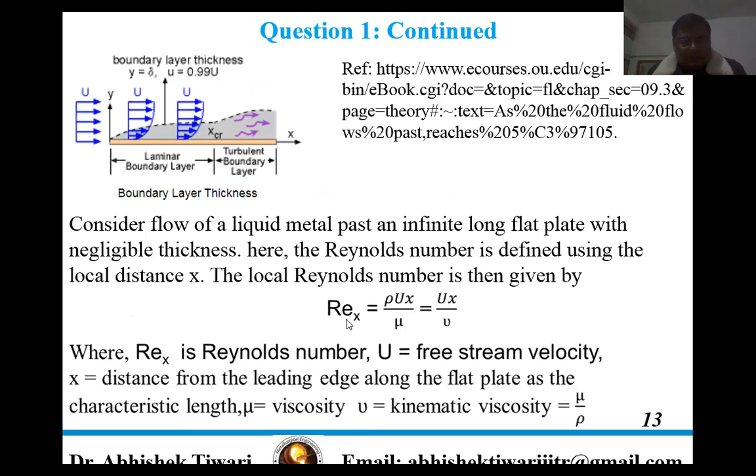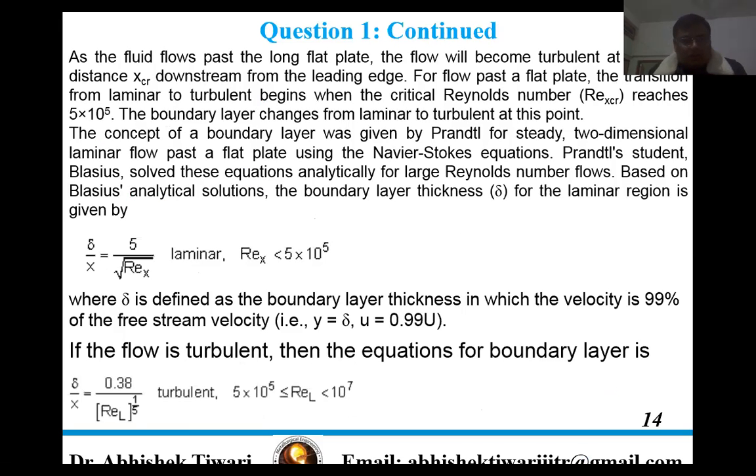So this is the boundary layer thickness, and this is the velocity profile. And the Reynolds number is rho u x upon mu, which can be written as u x upon nu, where Re is the Reynolds number, u is the free stream velocity, x is the distance from the leading edge, and nu is the kinematic viscosity, that is mu upon rho. Again, for laminar flow, we can write delta upon x is equal to 5 upon root of Reynolds number, and this is for Reynolds number less than 5 into 10 to the 5.